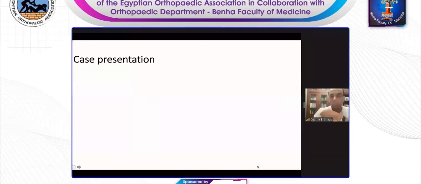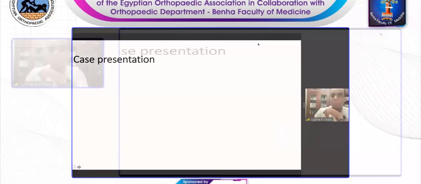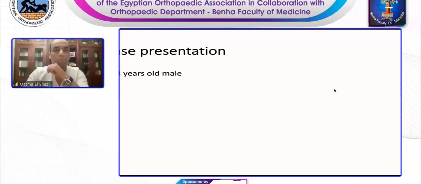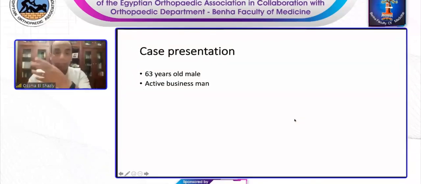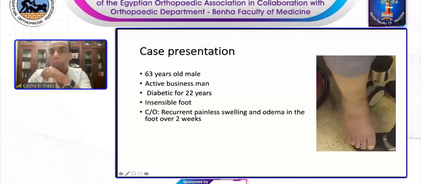I will just present this case quickly. We have a case of a 63-year-old male. He is an active businessman. He has many factories, and he goes to watch and observe his job and work. He's been diabetic for 22 years, and he has an insensible foot. He was complaining of recurrent painless swelling and edema over the 2 weeks before he started to seek medical advice.